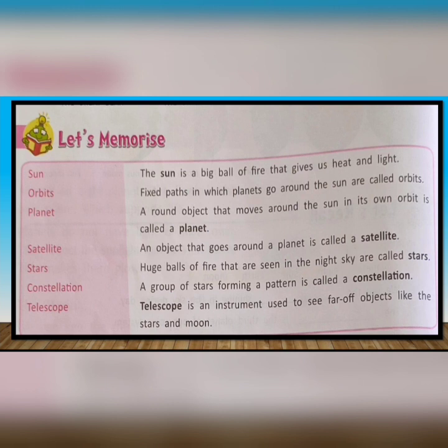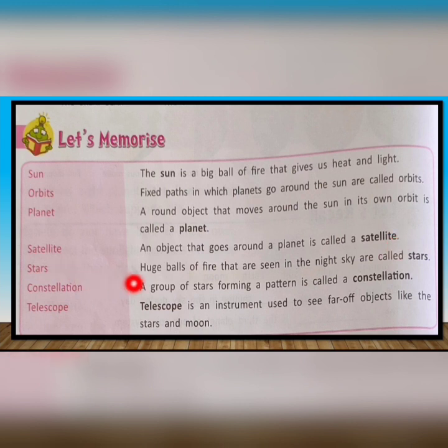Now let us memorize some terms related to this chapter. Sun. The sun is a big ball of fire that gives us heat and light. Orbits. Fixed paths in which planets go around the sun are called orbits. Planet. A round object that moves around the sun in its own orbit is called a planet. Satellite. An object that goes around a planet is called a satellite. They may be natural or man-made.